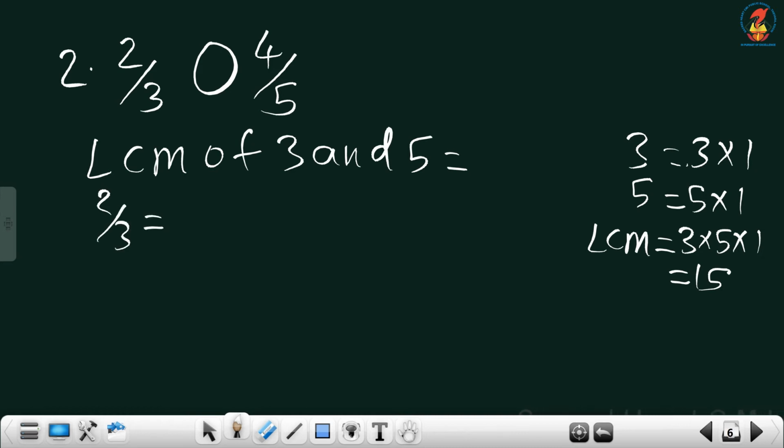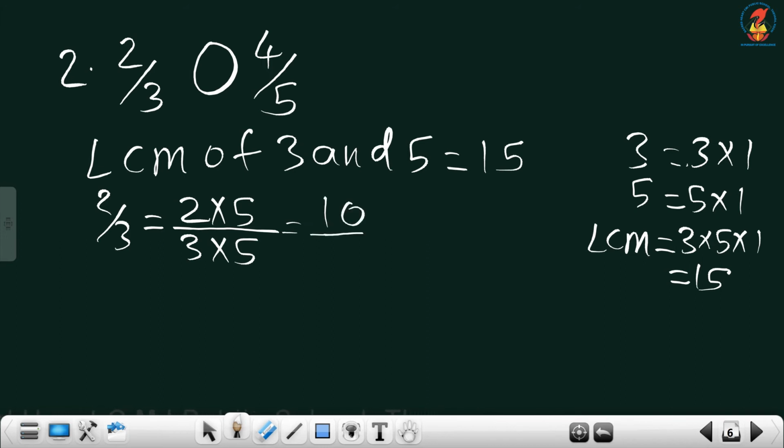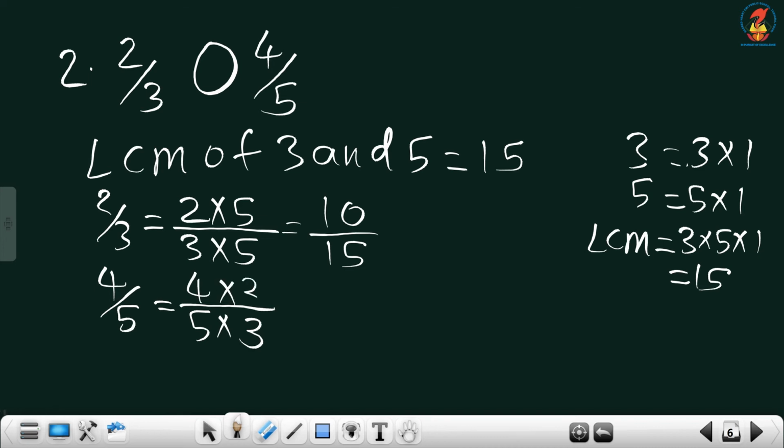2 by 3 will become what? 3 into which number equals the LCM? Here I need to write 15. And 3 into which number? 3 into 5. I need to multiply by the same number here also. Then I got 10 by 15. And one more fraction, 4 by 5. 5 into which number equals 15? 3. I need to multiply here also, 4 into 3, and 12 by 15. After that I can compare. Which one is greater? 12 by 15 is greater.